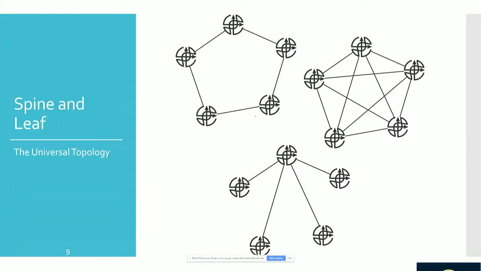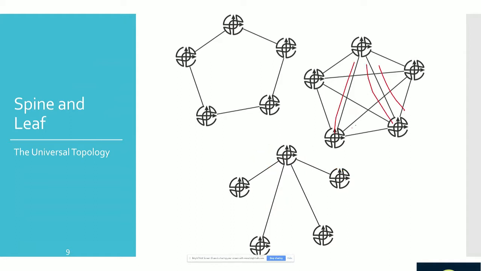All right, so why do we use spine and leaf topologies? Why is this such a common topology in large-scale data centers and hyperscalers? The primary reason is that the spine and leaf topology is what we might call a universal topology. If I think about all the topologies I can build in a network, I can build things like rings, where everything is connected in a ring. I can build a hub and spoke, where I have spokes connected to a hub. I can build something like a full mesh.